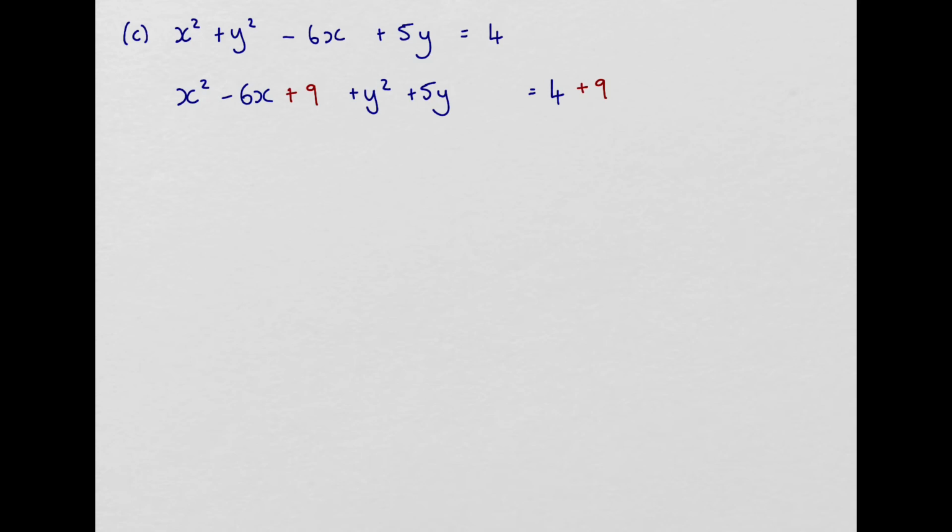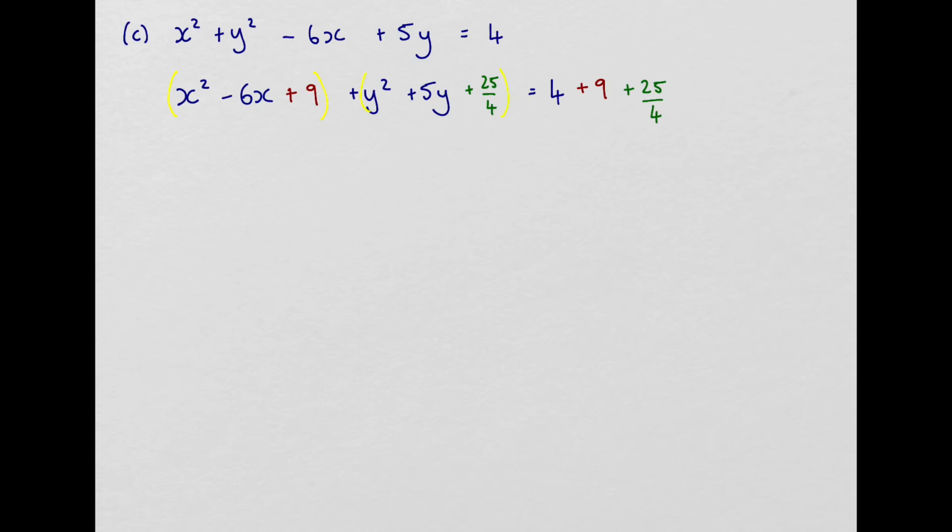All right, and then if we look at the y values, half of 5 is 5 over 2, and if we then square 5 over 2, we get 25 over 4, and we also add that to the right-hand side. Now we can factorize this trinomial and the second trinomial. They will be two perfect squares.